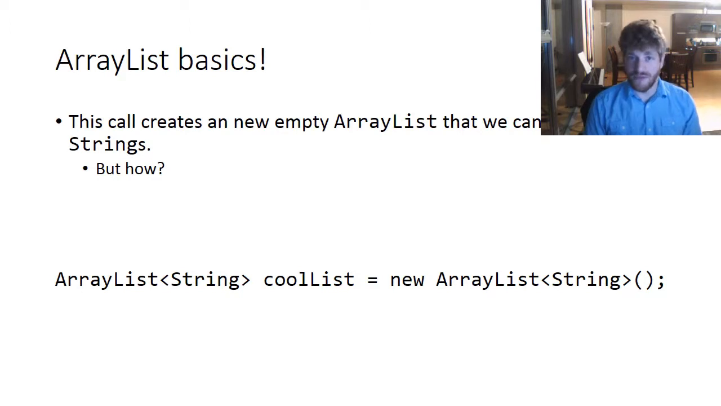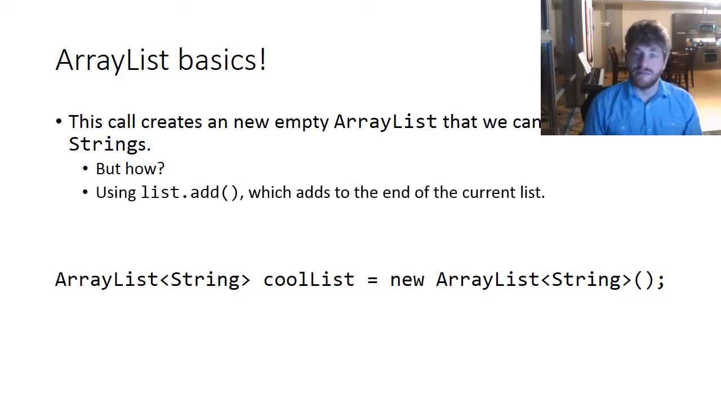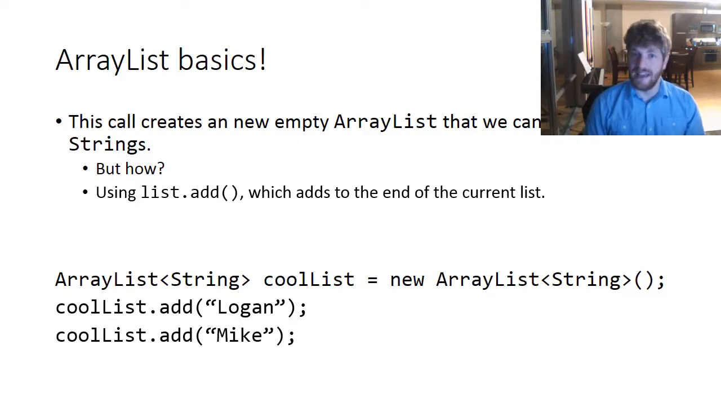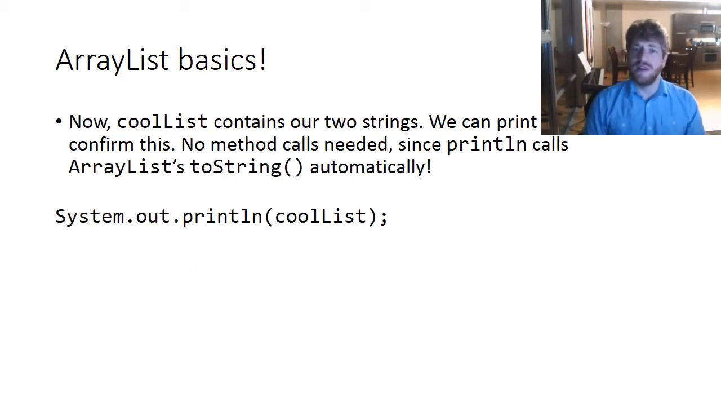How do we do that? Well, with the add method. Calling add on a list adds the element to the end of the current list. So here we have our coolList, and we add Logan to the end of the list. Then we add Mike to the end of the list. So now we know how to create array lists, and we know how to add things to array lists. So now we have an array list with two strings in it, Logan and Mike.